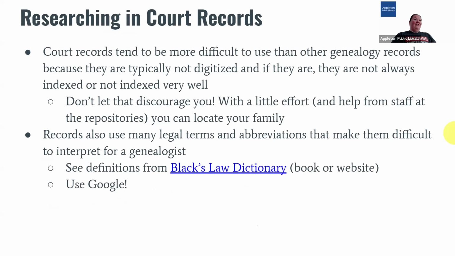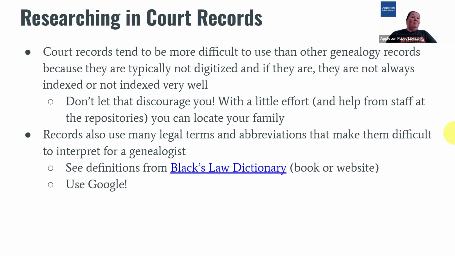So, as we alluded to just a minute ago, some court records tend to be more difficult to use compared to the other genealogy records that we've talked about, because number one, they're typically not very much available online. And if they are, they aren't always indexed very well. So we're going to look at a couple of examples today, and there's not a whole ton online. The examples I'm going to show you are not going to be my ancestors this time because stuff's not digitized. It's what's easily accessible for you guys.